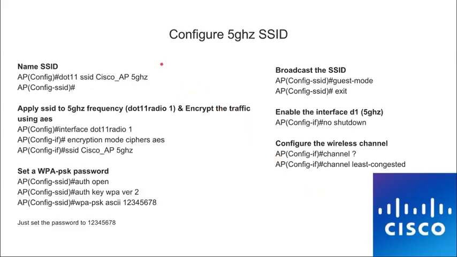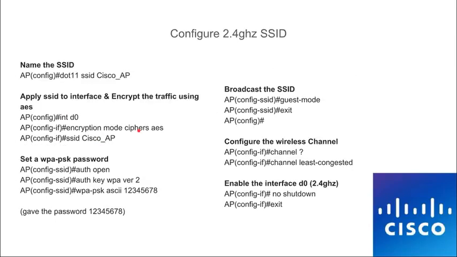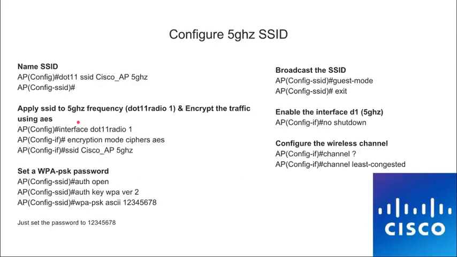For the 5, you just do the same thing. It's going to be a dot11 ssid, and of course this is going to be the 5 gigahertz network, so that's what we called it. And then you do interface dot11 radio 1. That's the same thing as before with interface D0. You can do D1 if you want. I just spelled it out so you know both ways. You're going to apply again the name that you just created for the 5 to the interface, because this is the 5 gigahertz, so it should reflect the name of the frequency.